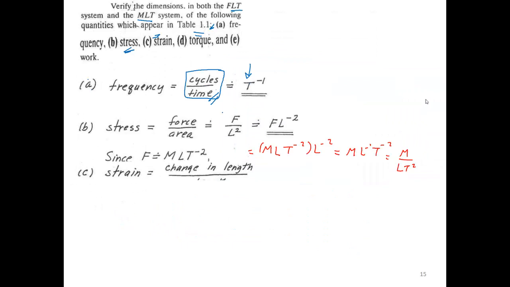Okay, third we have the strain. What's the definition of strain? It's change in length with respect to the original length. So what's the units? We're going to have delta L, so that's a distance by distance. So again we have L to the 0, or it's going to be dimensionless.